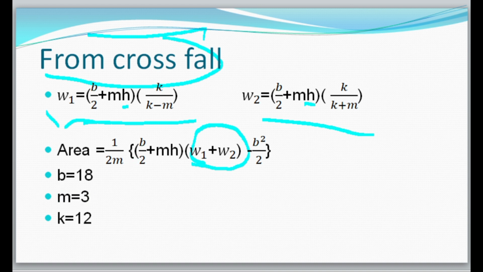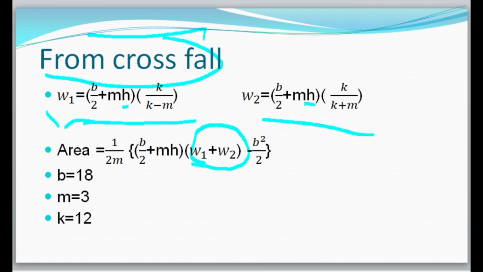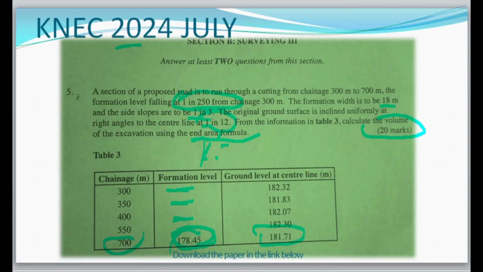So B, as we had been given here on the equation, that is the formational width, and then we move on. So M, this is the ratio of the side slope, that is 3. So 1 into 3, so that is 3. Then the ratio of the crossfall is 1 into 12, that is 12 here. So this is the representation from the data that we have been given here on this part of the question.